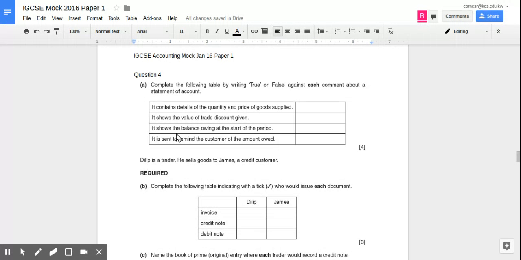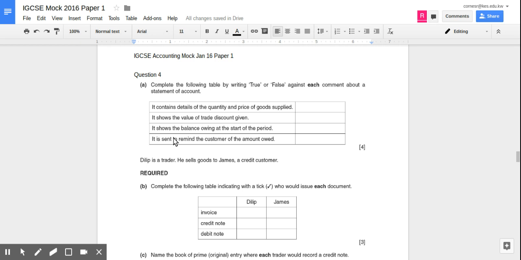State whether the following are true or false about a statement of account. Remember, a statement of account is sent at the end of the month by the supplier to the customer, and it's a summary of all the transactions. So therefore, it's false. It won't contain details of the quantity and price of goods supplied. It'll just contain the invoice total.